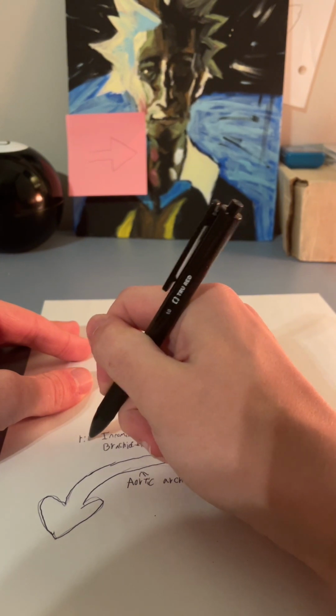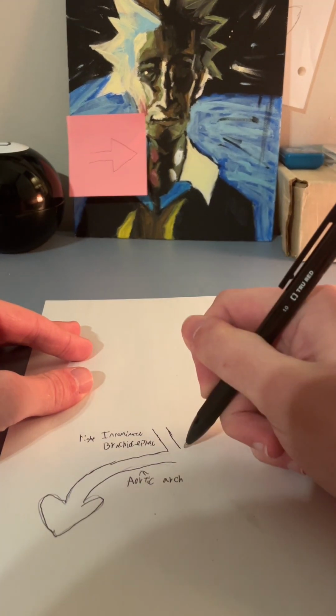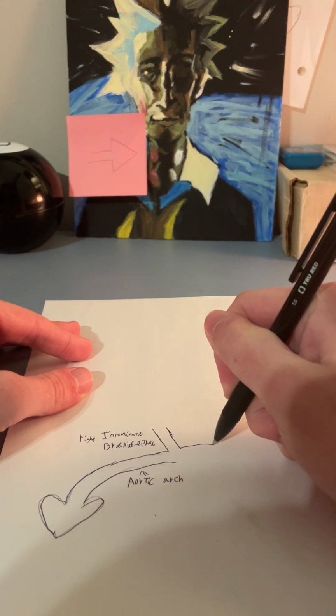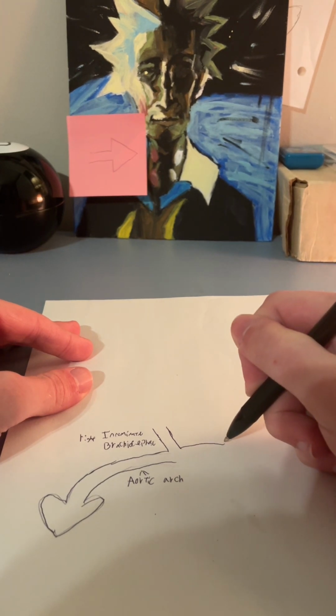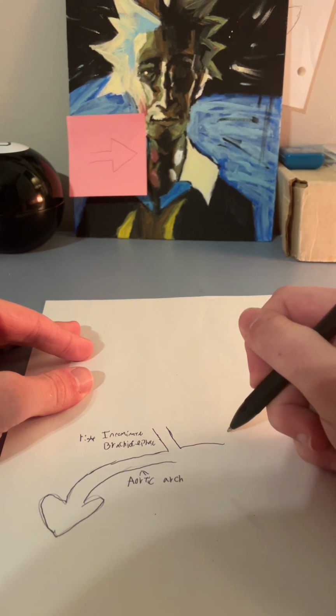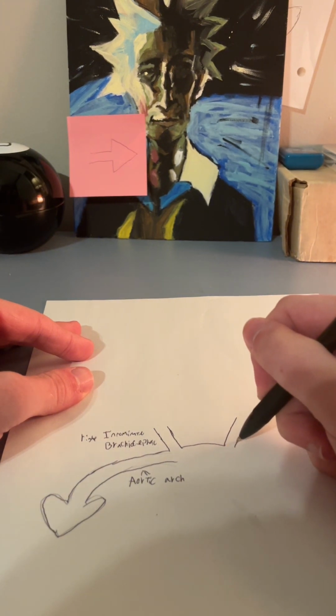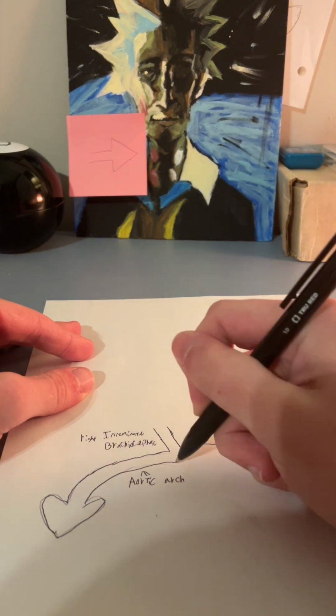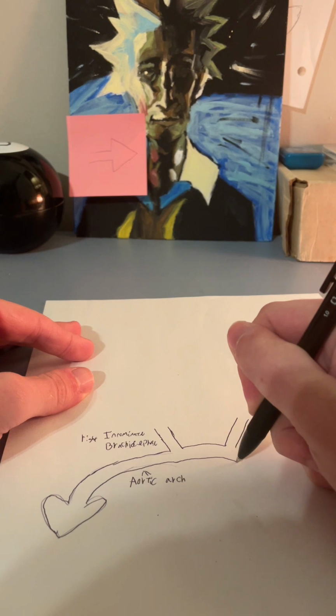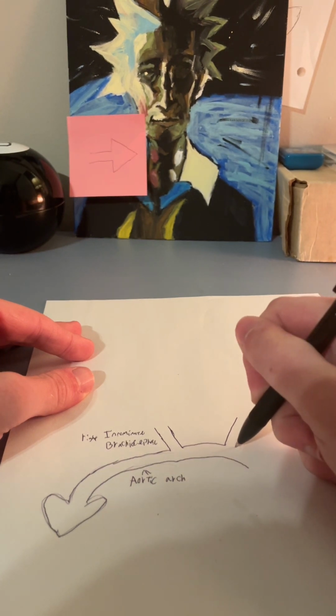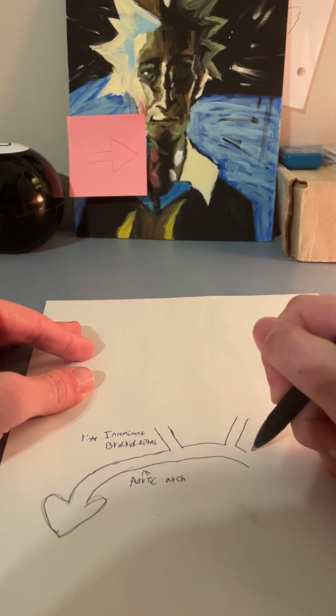And then this is where it gets weird. This is the right side. It comes out a little bit. And then this is going to be your left common carotid. All right, left common carotid. It just kind of follows it. Wow, this looks horrible. I'm sorry, guys. I'm doing the best I can.